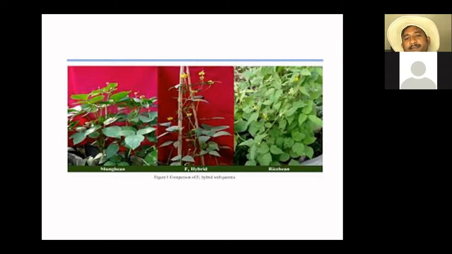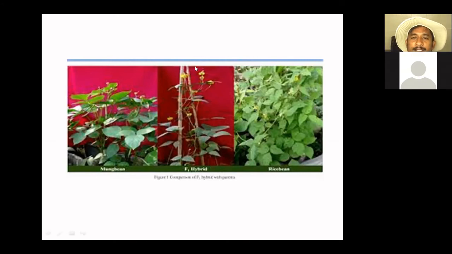But the problem here is there is no endosperm formation in the F1 seeds. So F1 seeds have very little endosperm, the supportive nutritive tissue. So the seeds are very shriveled, and the F1 is sterile. I mean to say there won't be any pollen in this plant.